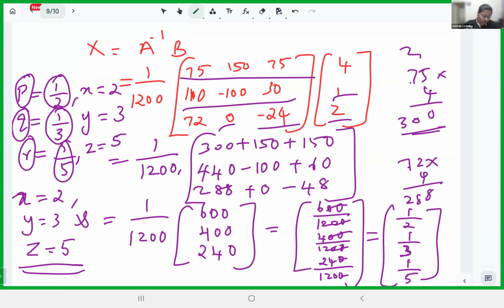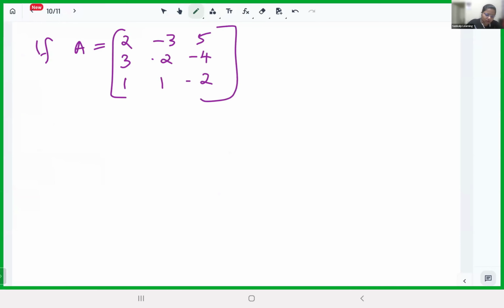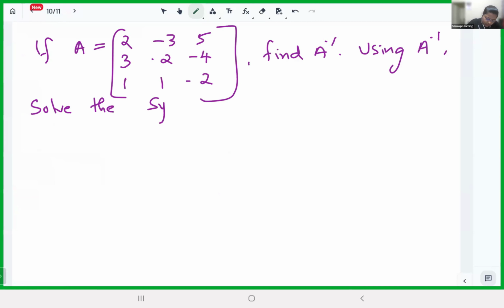Alright, now we are moving on to the next question. If matrix A equal to 2 minus 3, 5, 3, 2 minus 4, 1, 1 minus 2. Find A inverse, using A inverse, solve the system of equations.